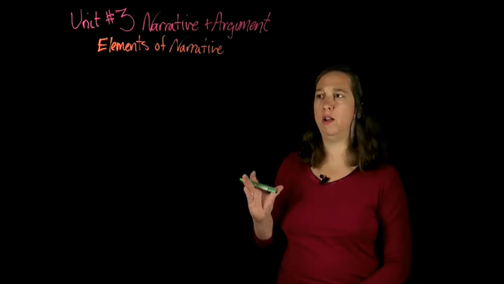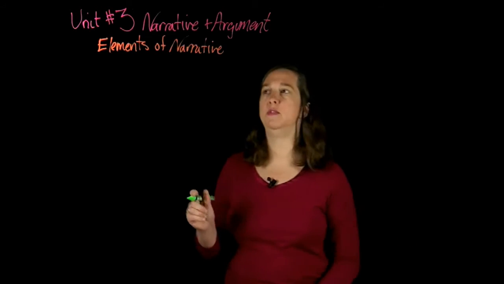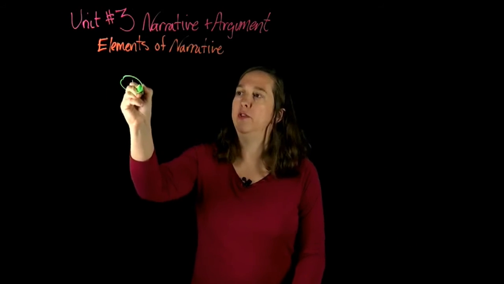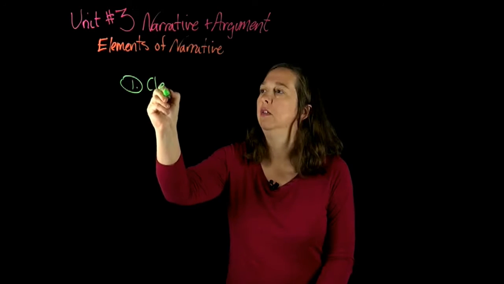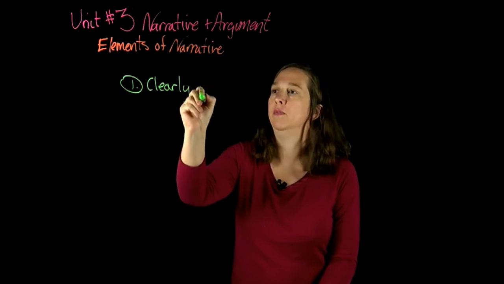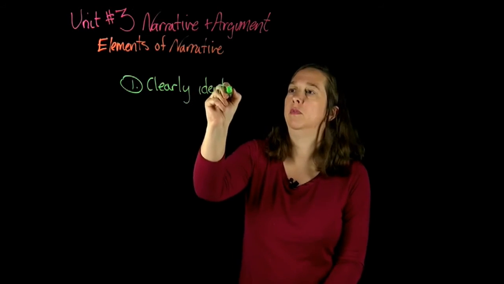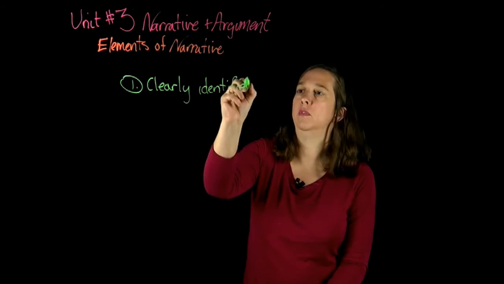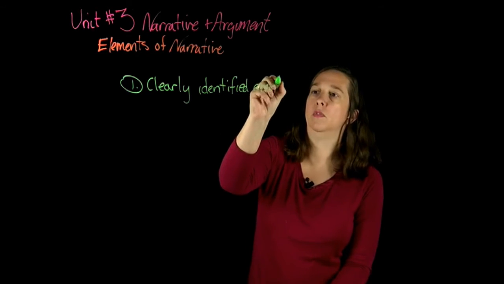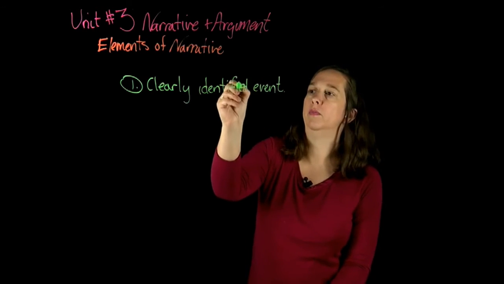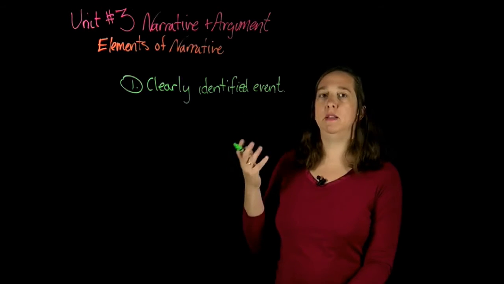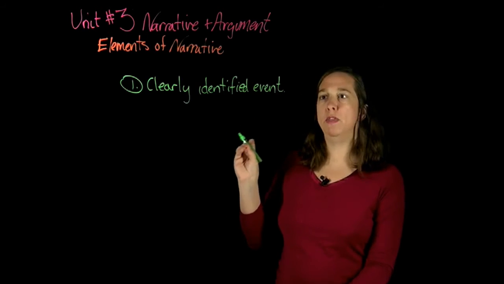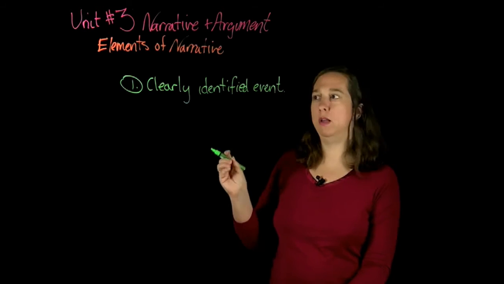So all narratives are going to have 5 elements. The first element in a narrative is a clearly identified event. The event can be anything, truly, but it's the idea that we're defining and telling what that particular event or that moment was.